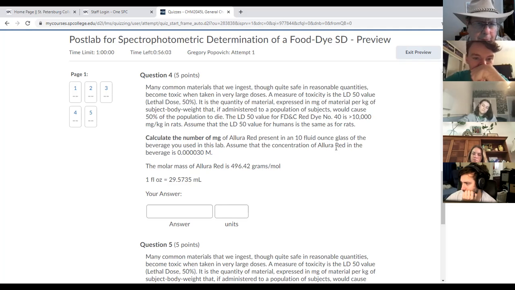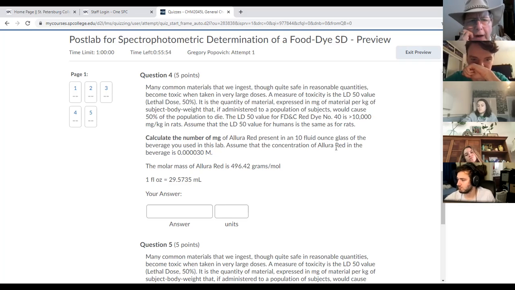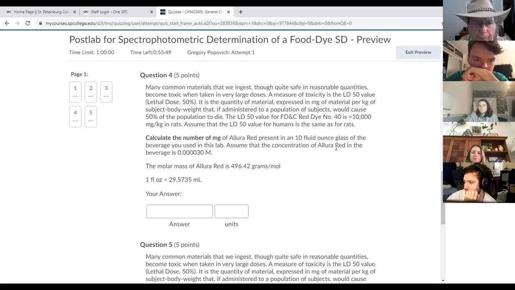So you've got moles of the Allura dye, multiply that by the grams. That will give you the grams. Assume the person weighs, unless it's in his problem and I'm not saying it, assume the person weighs 150 pounds. Everybody copy that down. The person weighs 150 pounds.